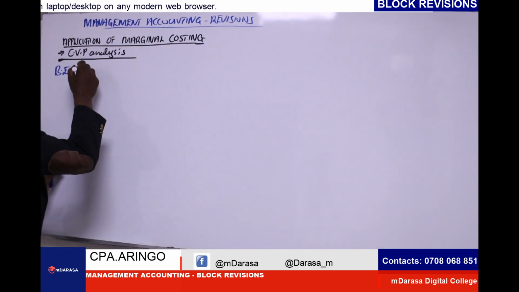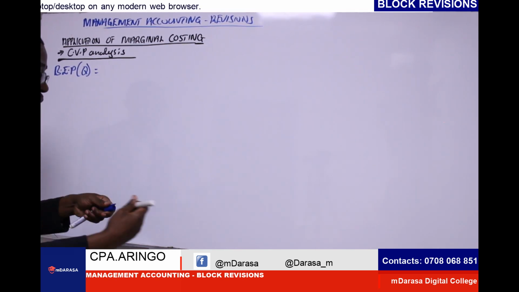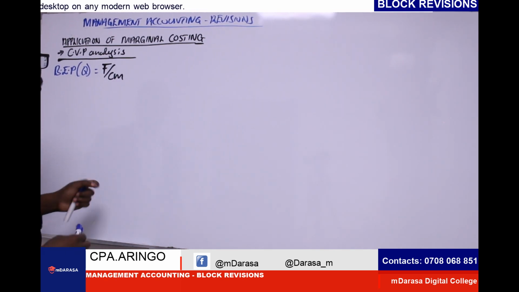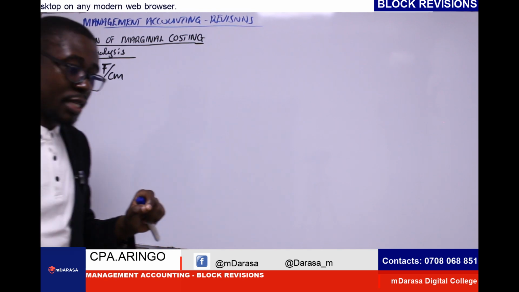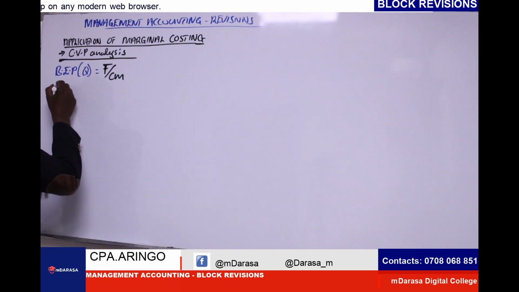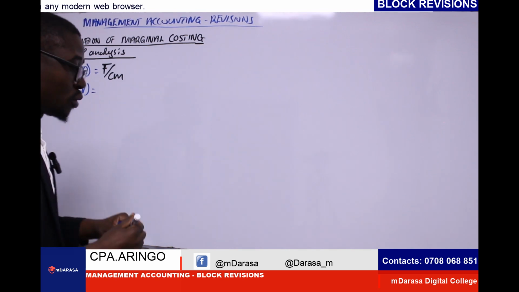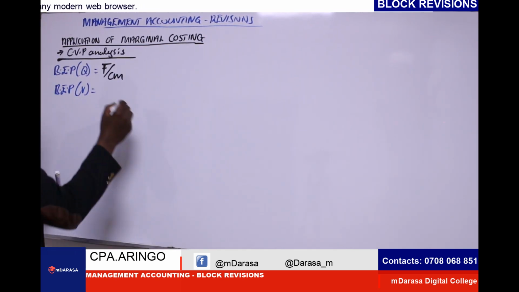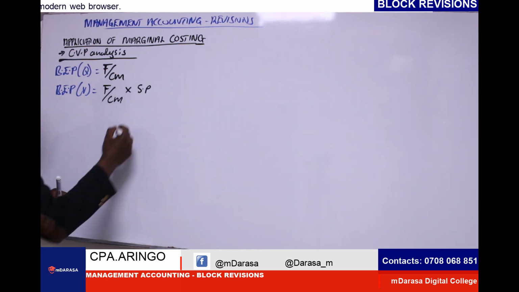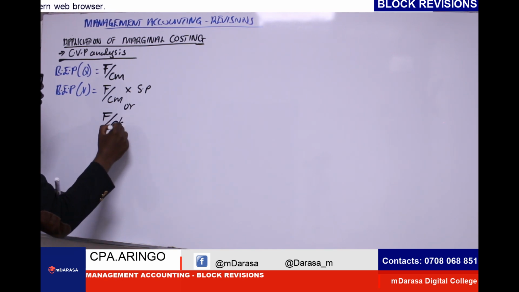Looking at this case, we will have a break-even point in quantity. To determine this, we'll always be talking about fixed cost over contribution margin. Contribution margin is simply our selling price per unit minus variable cost per unit. That will also take us to understand a break-even point in value. For break-even point in value, we have two methods to work it out: fixed cost over contribution margin times our selling price per unit, or simply fixed cost over CS ratio.